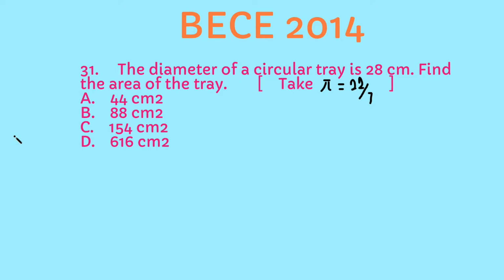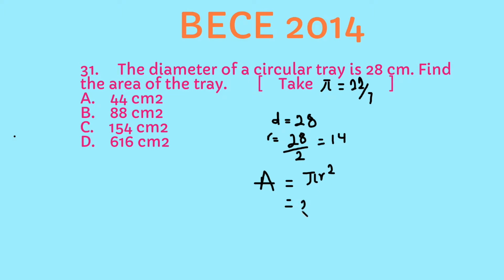The diameter of a circular tray is 28 centimeters. We are to find the area of the tray. Pi is given as 22/7. Radius is always half of the diameter. Whilst our diameter is 28, our radius will be 14 centimeters. We would now apply this into our area formula, which is pi r squared, to find the area of the circular tray.